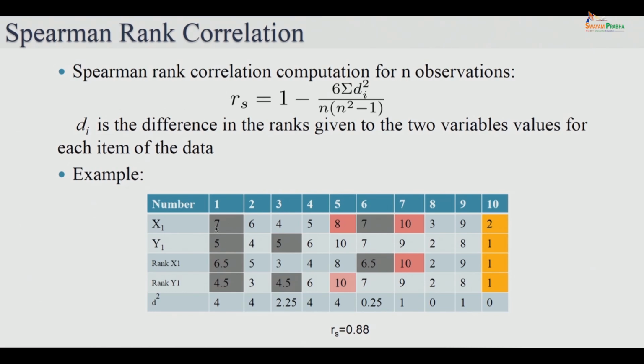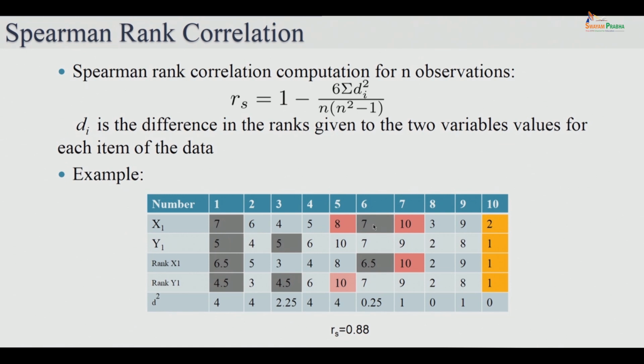So what we have done is looked at all the individual values of x and assigned a rank to it. For example, the lowest x value in this case is 2 and it is given a rank 1. The next highest x value is 3 and that is given a rank 2, and so on and so forth. So, we have ranked all of these points.